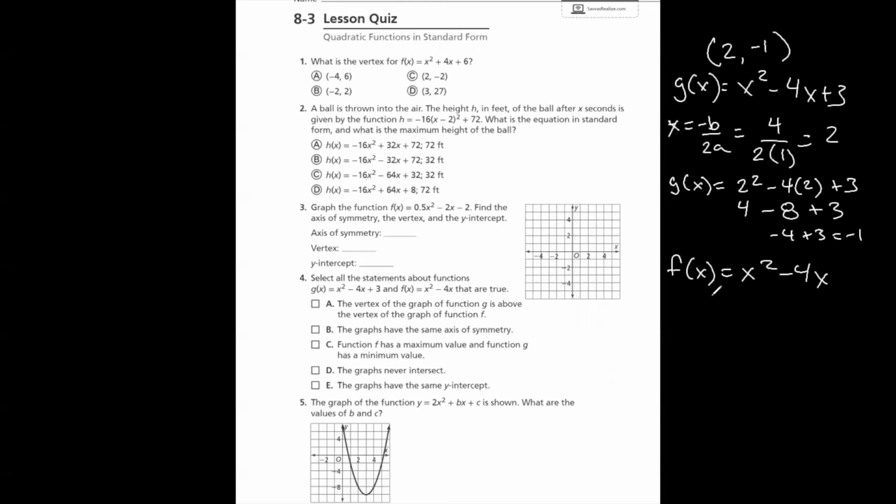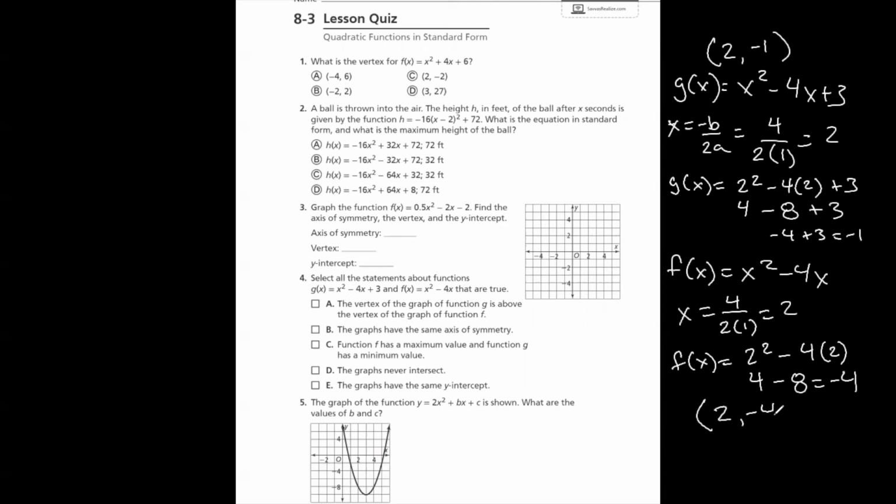For f of x, we're going to do the same thing. The opposite of b is 4 over 2 times 1 would be 2. And then we're going to plug in 2. So f of x equals 2 squared minus 4 times 2. 4 minus 8 would be -4. So this vertex is 2, -4.